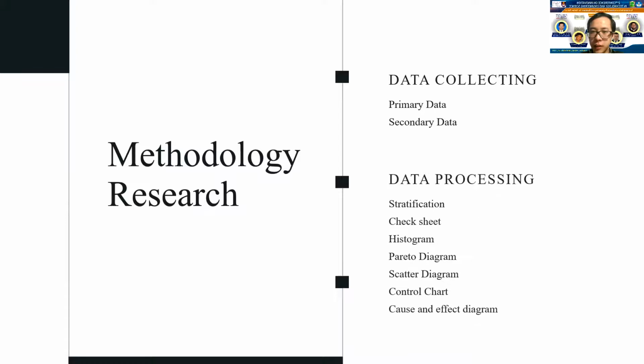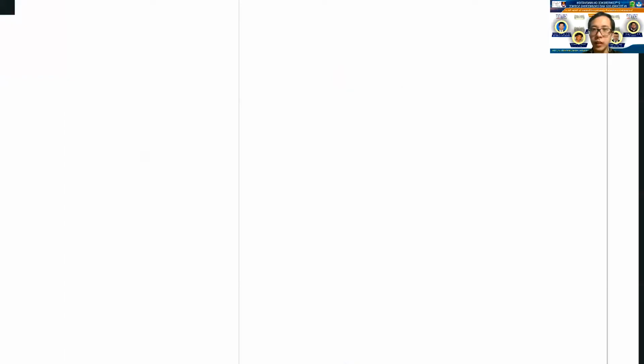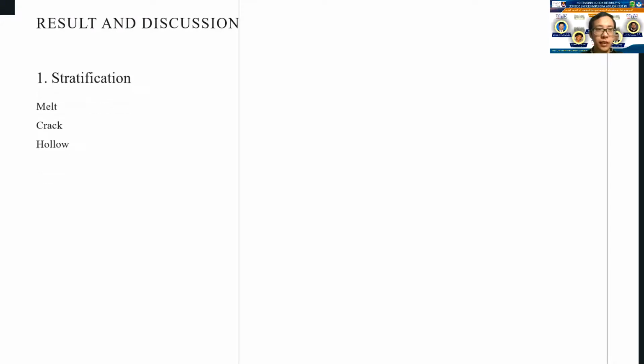Next is about data processing. As we know, there are 7 steps to use statistical quality control. First step is stratification. Second is check sheet. Third is histogram. Four, Pareto diagram. Fifth, scatter diagram. Six, control chart. Seven, cause and effect diagram. So let's begin; we discuss stratification.